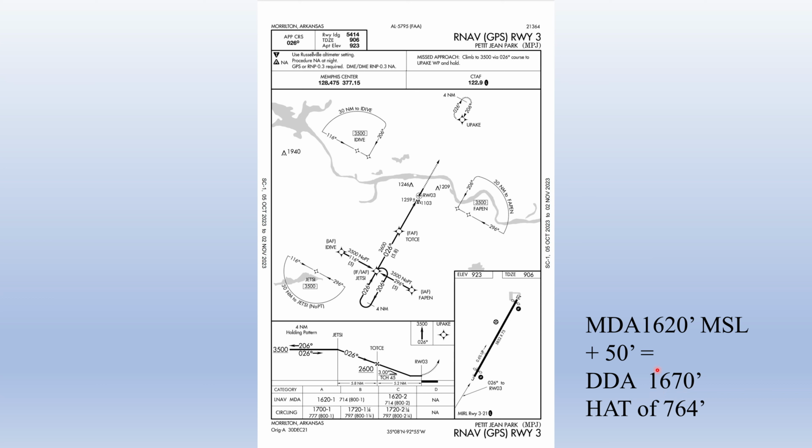That means we probably won't be able to see the airport when we arrive at the DDA. So we will use the technique of leveling at the DDA and flying forward. So let's talk a little bit about the specific technique we're going to use to descend on the glide slope and level at the DDA.